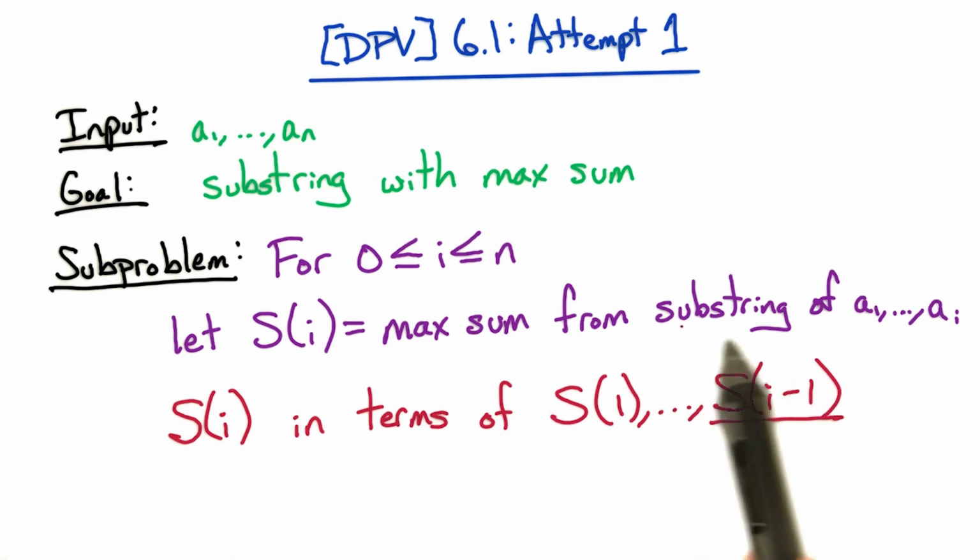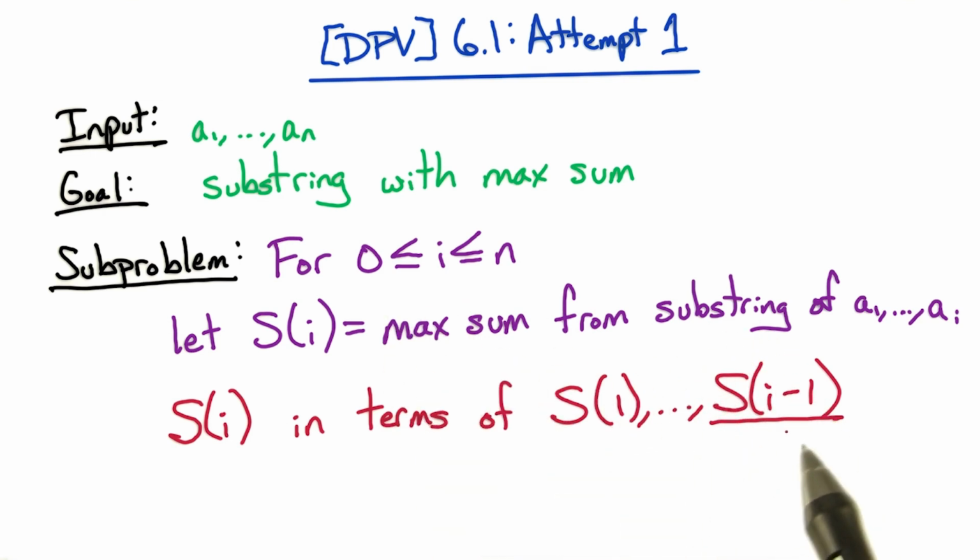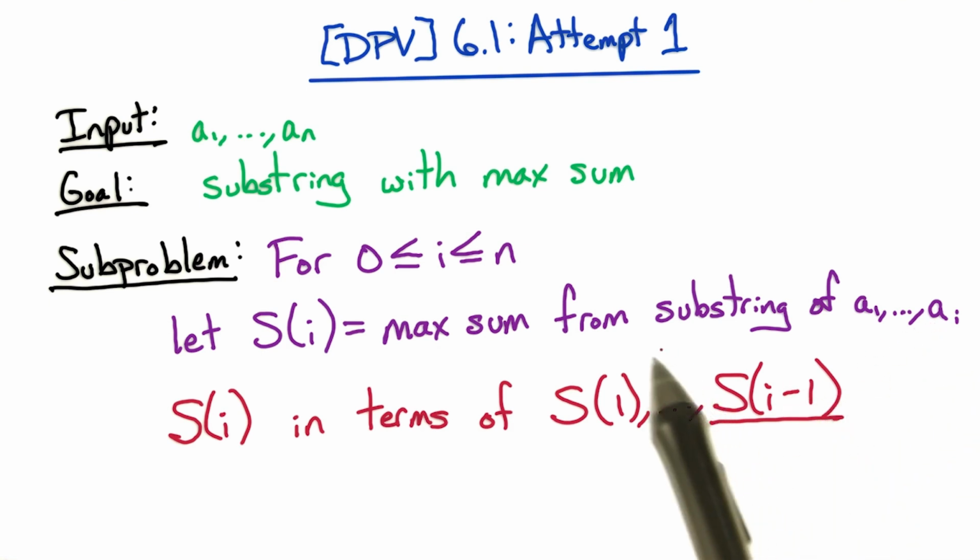Well, I have to maintain that it's a substring, that it's contiguous. I don't know where this one ends, so I don't know whether I can add on AI onto the end of this solution. So I need to know where this one ends. With this current definition, there's no way. I don't know how to express S of I in terms of these smaller subproblems. But I notice that if I knew where this solution ended, so if it included A of I minus 1, then I can add on AI and maintain that it's a substring. So I have to go back and strengthen my subproblem definition.